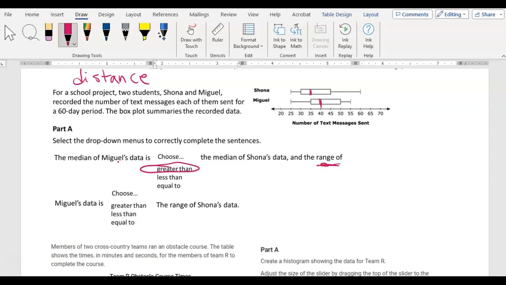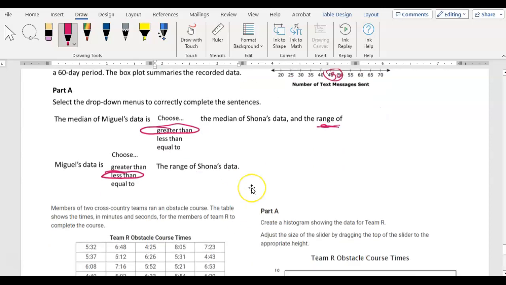And then the range, which is the greatest value minus the smallest value. Her range is 60 to 25, which is a range of 35, and his range is from 55 to 25, which is a range of 30, which means that her range is greater. So Miguel's range is less than the range of Shona's data. Now, in this question, there was a part B, C, and D. You'll see those later as you learn more about box plots, but this is what we learned today, so that's what this part of the question is focusing on. Again, looking at the median, and then the range is the greatest value minus the smallest value.